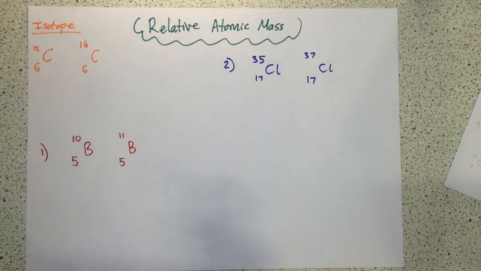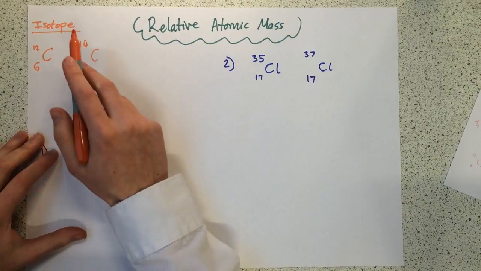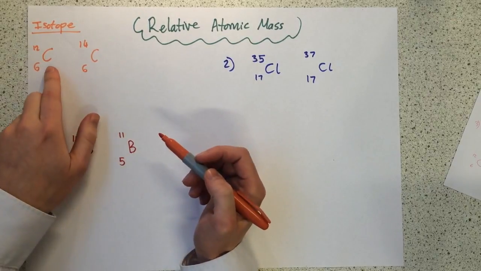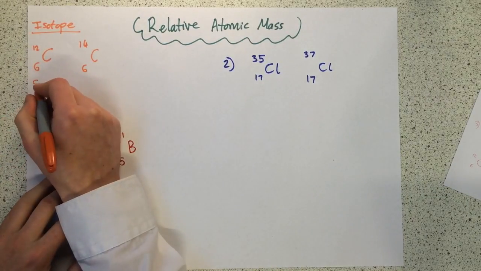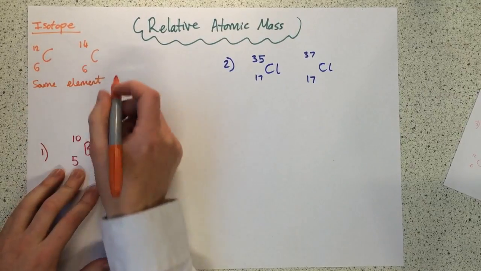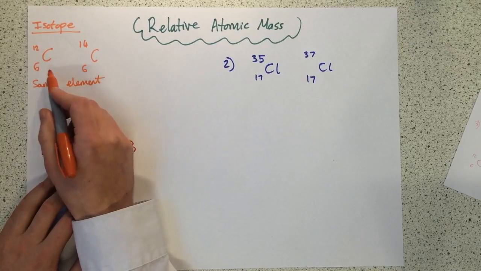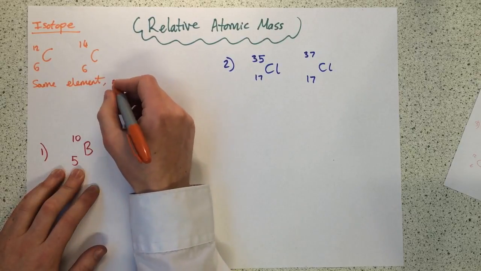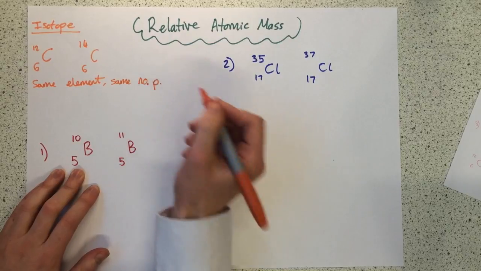This is about relative atomic mass. Now the first thing to know about relative atomic mass is it's to do with an isotope. So what's an isotope? Well, these two carbons are isotopes. First thing to notice is they are the same element. The reason they're the same element is they've got the same atomic number. The atomic number is the number of protons. So the same element, they've got the same number of protons.